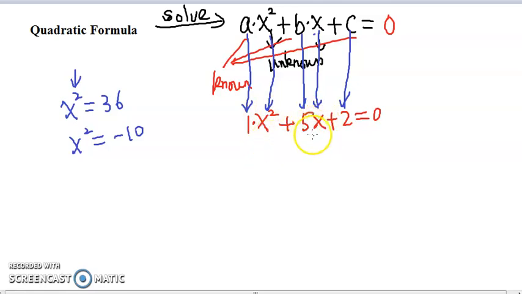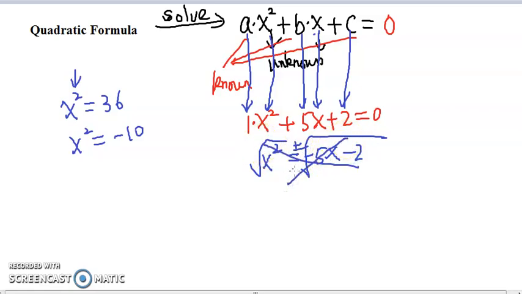If you try to move this to the right, you're going to get x squared equals negative 5x, moving 5x to the right, it becomes a negative, and subtract 2. If you take the square root, you are still going to get x under the square root, which is not the solution, because in the answer you cannot have x in your solution. So that doesn't work, and that tells us we have to do a new way.